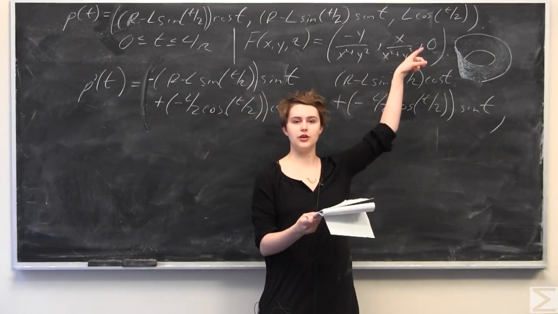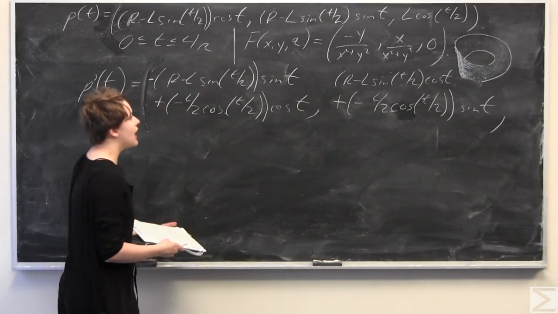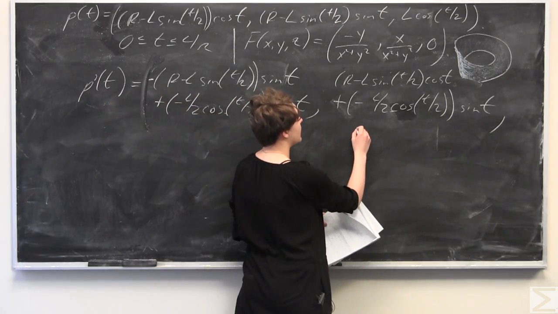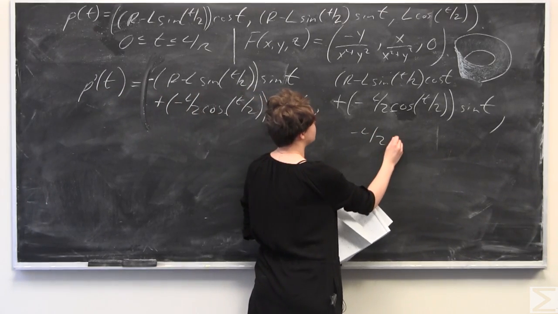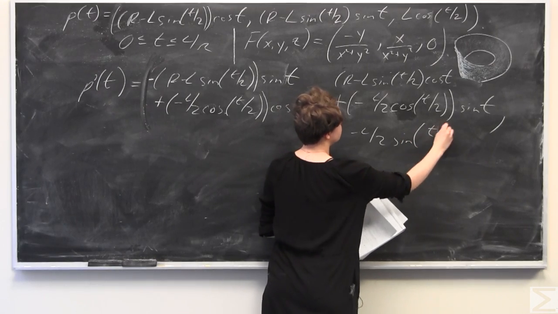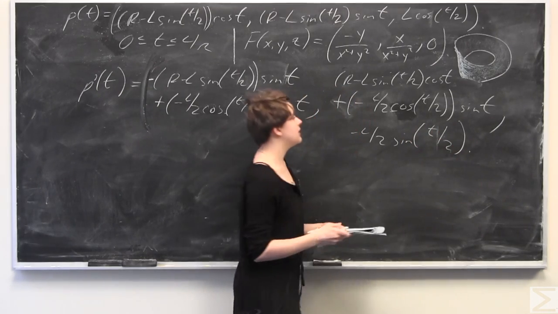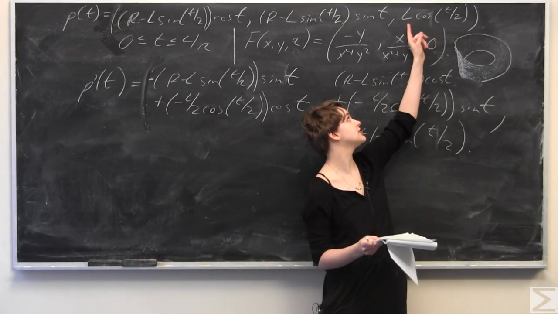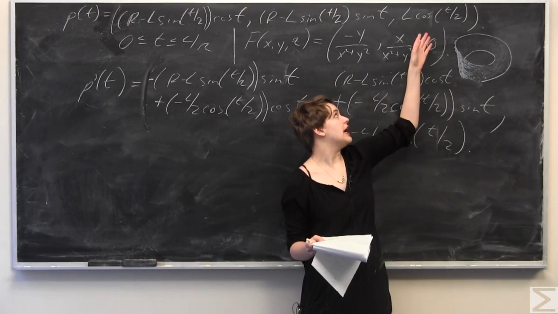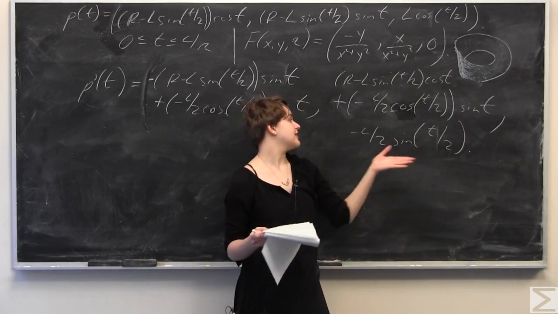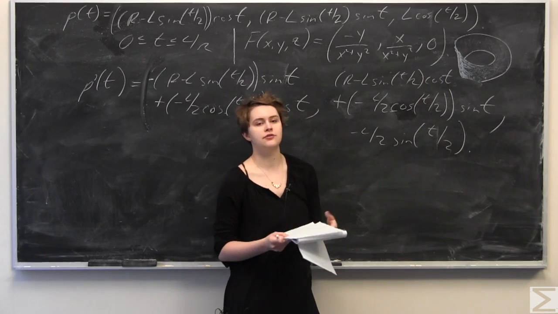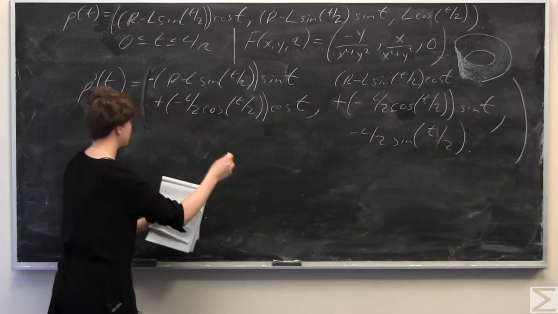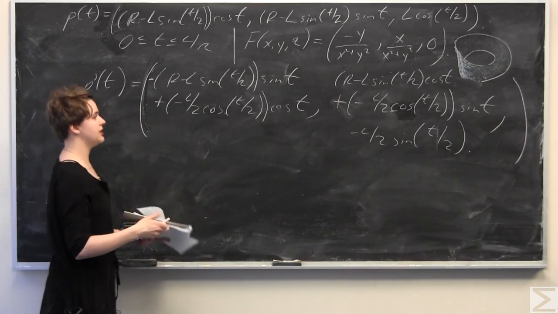So we only have a final component here to differentiate. So we have L cosine t over 2. We're going to differentiate this with respect to time. And we end up getting negative L over 2 sine t over 2, because we have to differentiate the interior function here with respect to t, and we get 1/2. We differentiate the exterior function, and we get the derivative of cosine is negative sine. So we have negative L over 2 sine of t over 2. And this will be, oh my goodness, this will be p prime of t.